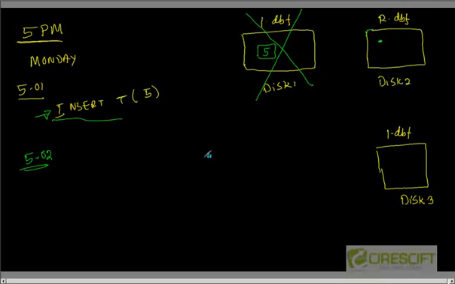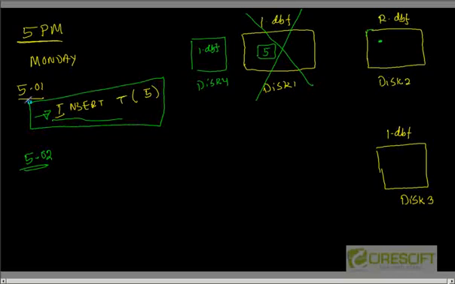The first thing I'm going to do is attach a new disk to the server. Let's say this is disk 4. Then I'm going to copy 1.dbf to disk 4. But remember, this 1.dbf, whatever I'm copying at 5:02, will not have this 5. So what I'm going to do after that, I'm going to read my r.dbf and then start doing whatever happened after 5 p.m. At 5:01 p.m. somebody has inserted this thing, right?